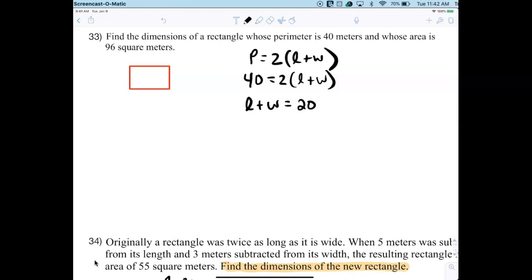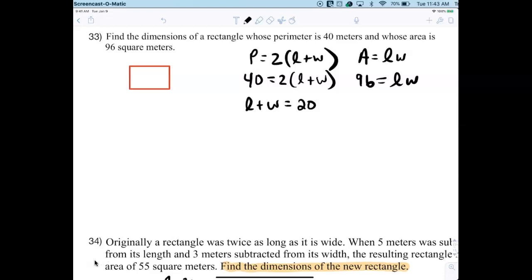What does the area have to equal? 96. Yeah, area has to equal 96. So what formula is area? L times W. So now 96 is equal to L times W. Now here's how an average kid would figure this out. Two numbers add together to make 20 and multiply together to get 96. So obviously the numbers are what? Like 14 and 6, something like that.